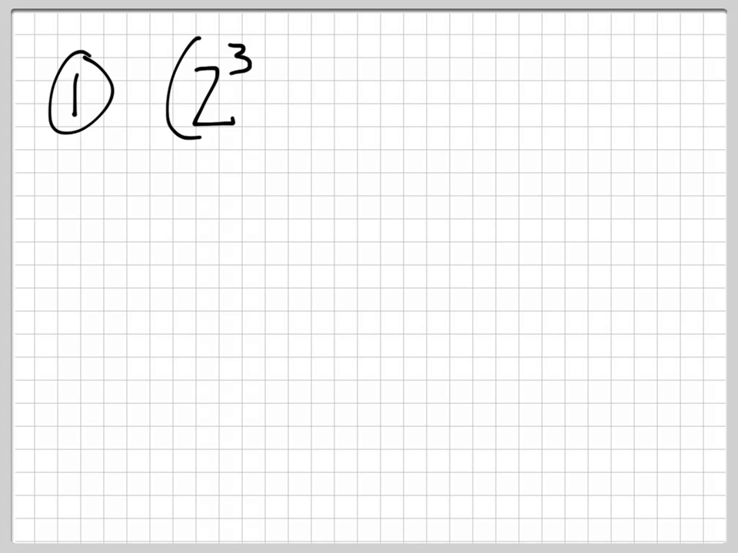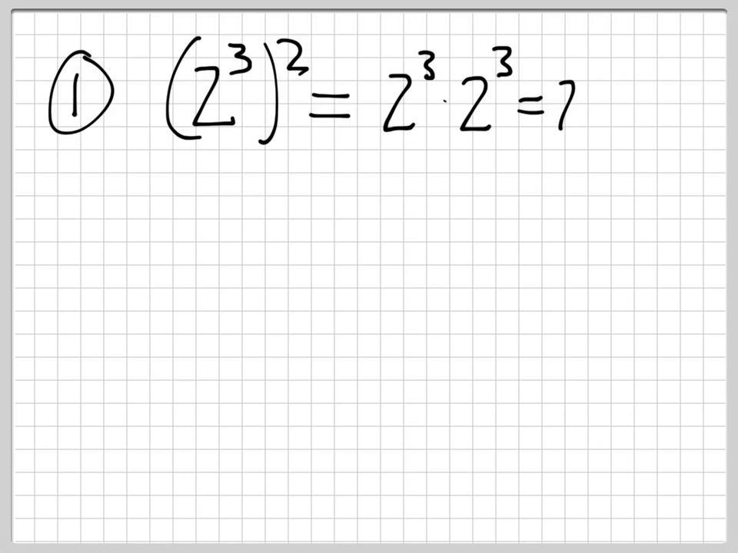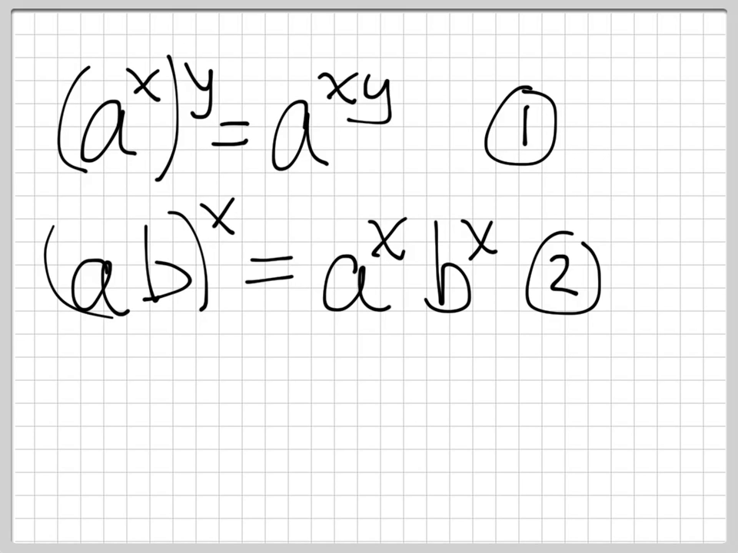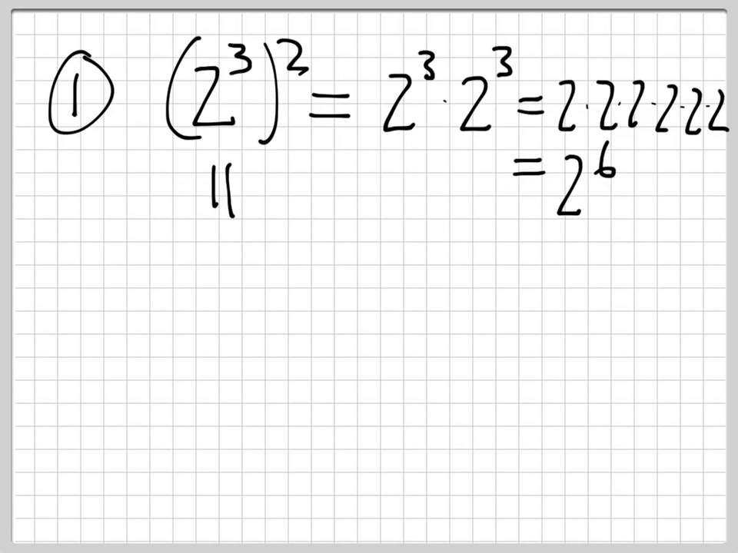2 cubed squared. One way of writing it is 2 cubed times 2 cubed, which is 2 times 2 times 2 times 2 times 2 times 2, which is definitely 6 2's in a row, right? But if we use our regular rule, and the one I'm doing is rule 1, it says that if we do one power followed by another, we can just multiply the two. So it's 2 to the 3 times 2, and 3 times 2 is 6. And see how we got the same thing? So that worked out just fine.